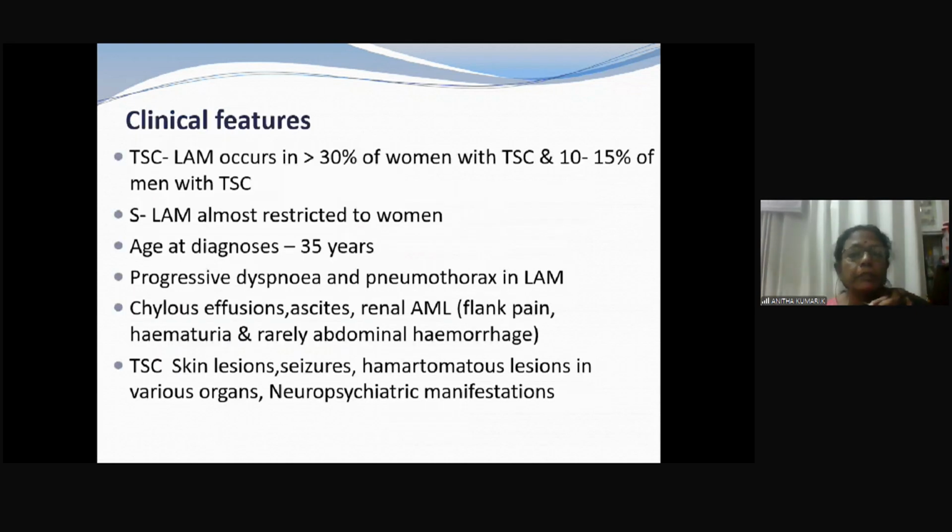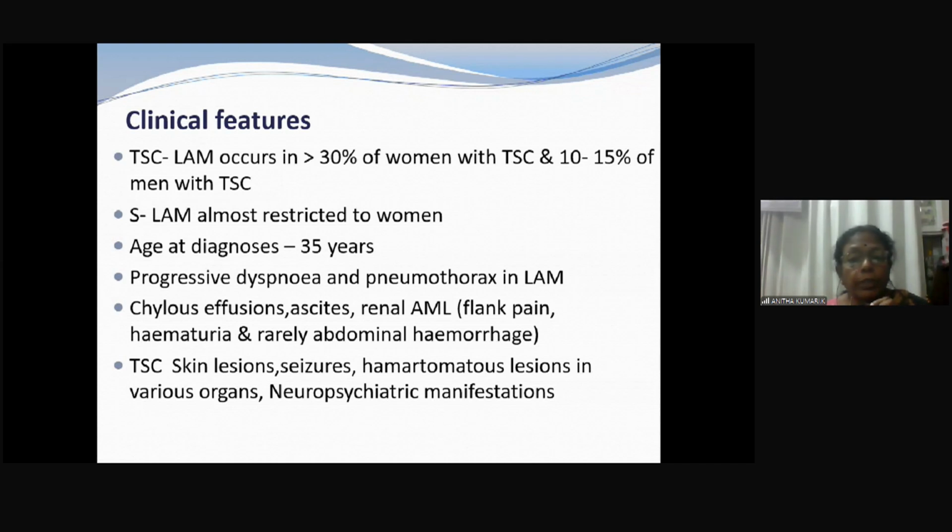Coming to the clinical features, 30% of women with tuberous sclerosis develop LAM, and 10 to 15% of men with tuberous sclerosis develop LAM, whereas sporadic LAM is almost restricted to women. The average age at diagnosis is 35 years. There are reports of prepubertal females having LAM, and also those above the age of 80 presenting with LAM. Usually they have progressive dyspnea, basically because of the diffuse cystic lung disease, and also because of sometimes associated effusions. They may present with pneumothorax.